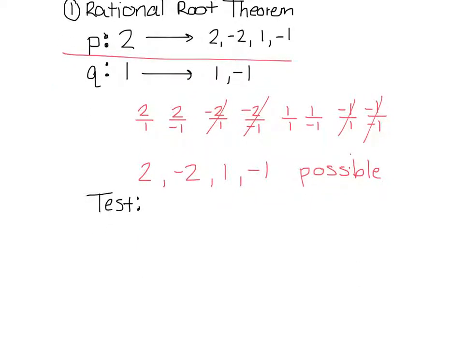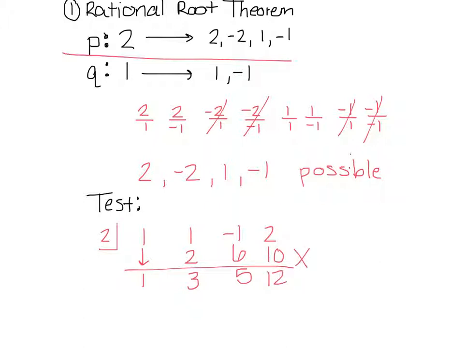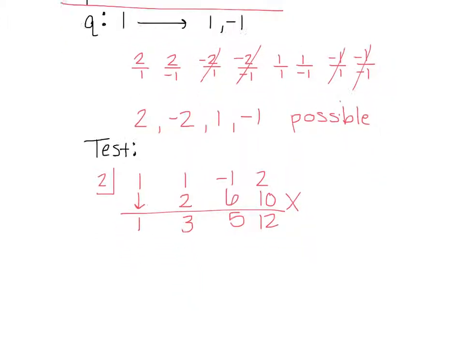Just go in order. Okay, so 2, what are my coefficients? 1, 1, -1, and 2. All right. So bring down your 1, multiply, get 2, add, get 3, multiply. I don't think this one's going to work. Nope. Okay, so not that one. Okay, so now we're down to 3 possibilities.